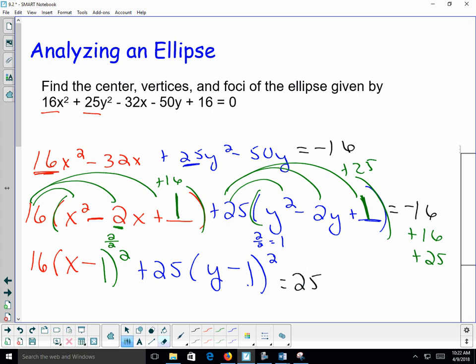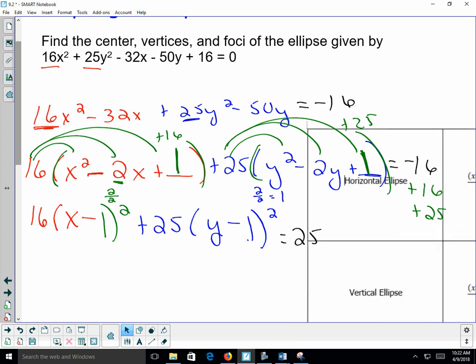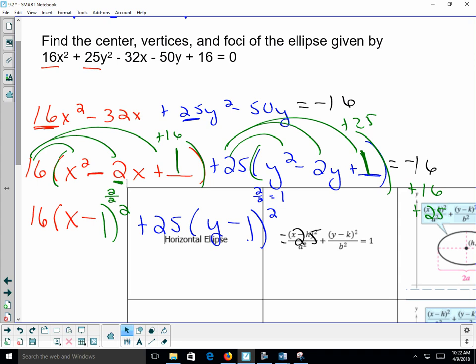Negative 16 plus 16 is 0, plus 25 is 25. Now, when you look at your formula sheet, and I'll peek it out here for a second, one thing you should notice is that they're always equal to 1. See how they're always equal to 1 here?